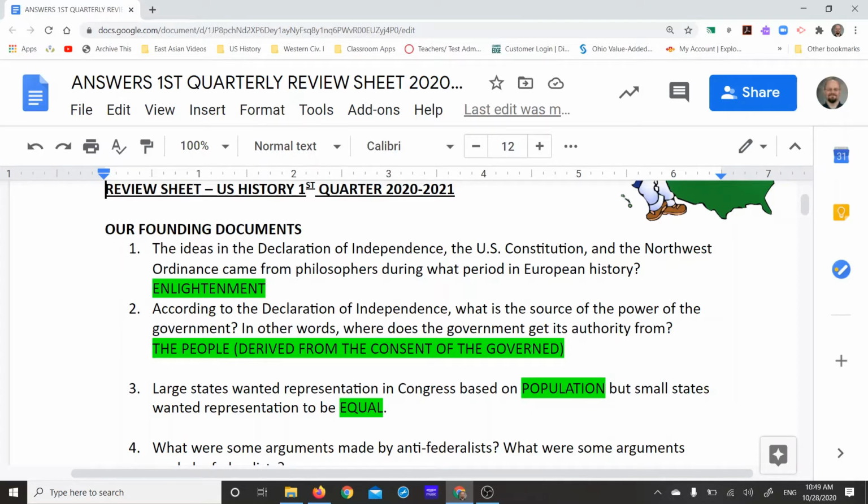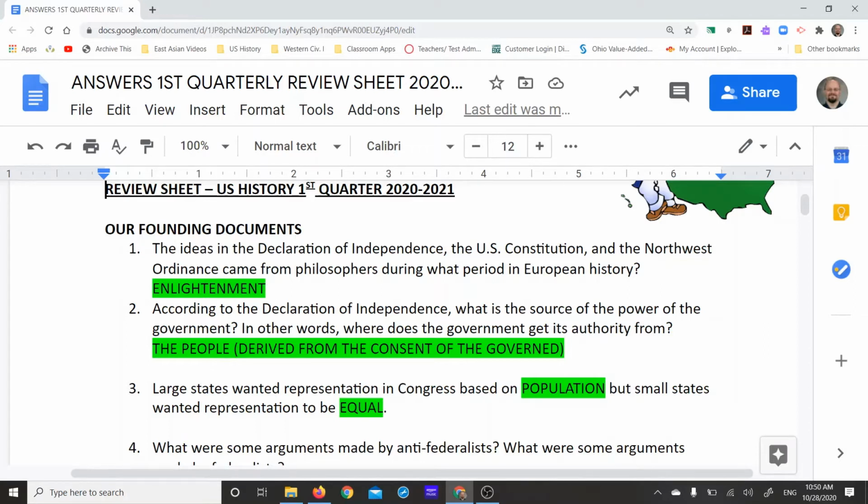3. Large states want a representation in Congress based on population, but small states want representations to be equal. And when we're talking about large and small, we're not talking about territory or area necessarily, we're talking about population.